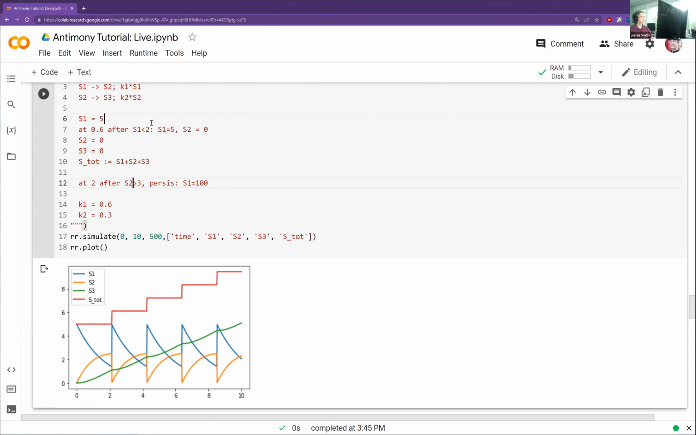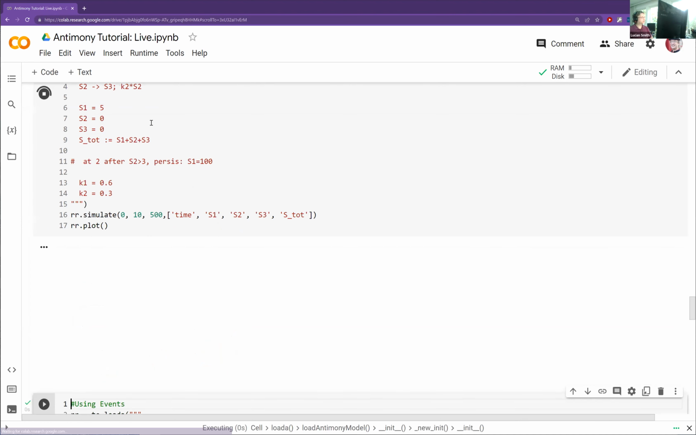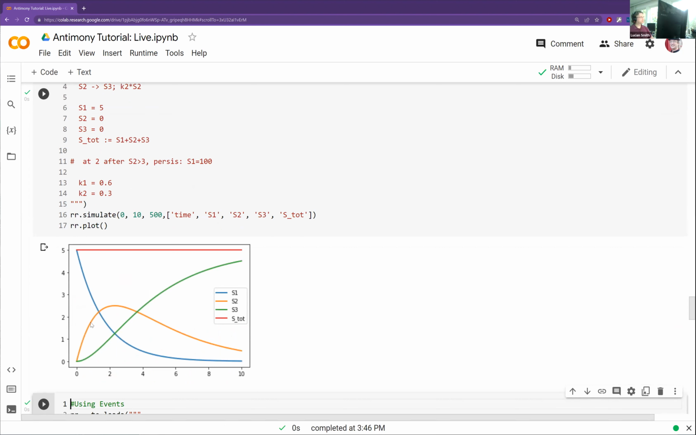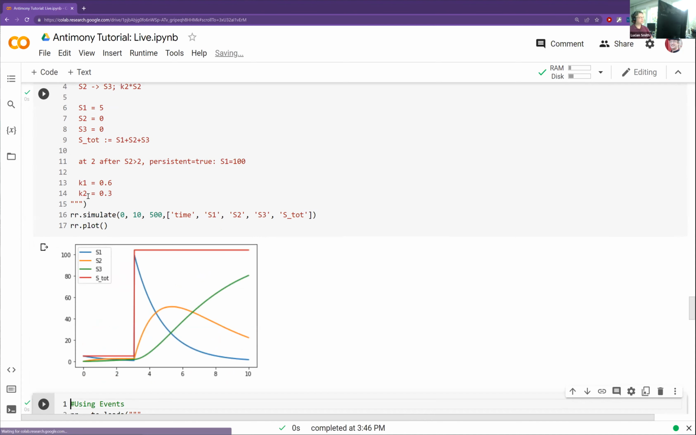Okay, I'm going to take this out, and just look at what's going on for a bit. All right, so we'll see S2 was greater than 2 for a little bit of time. So we'll do S2 is greater than 2, persistent equals true. We'll set S1 to 100. So let's see if that's enough.